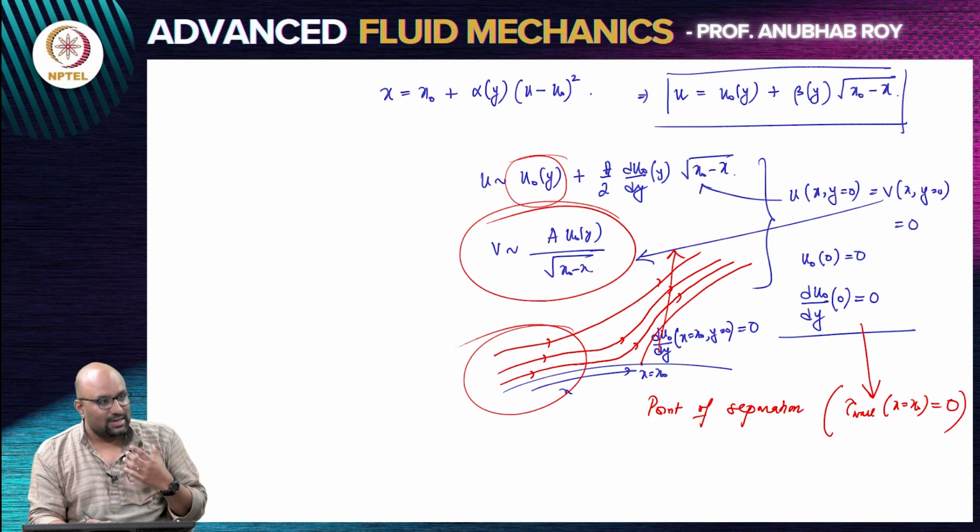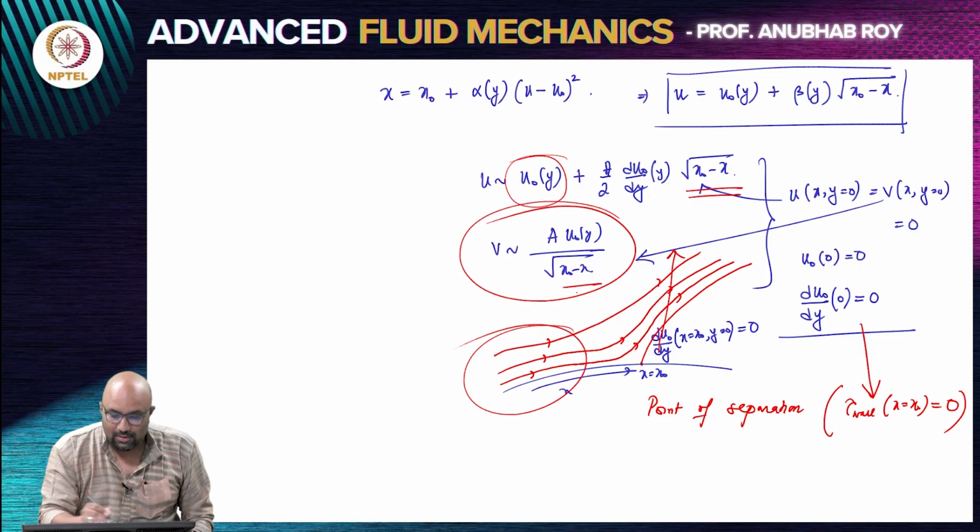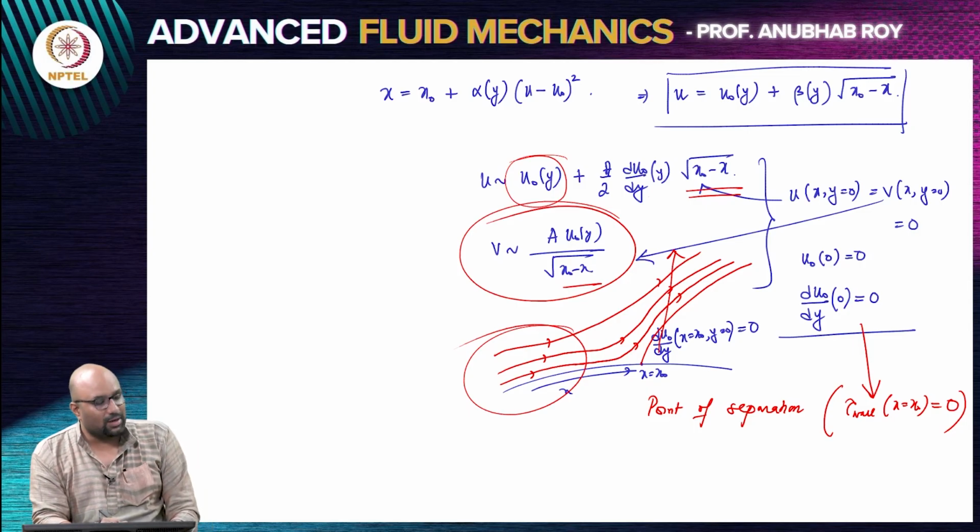So, now if you look at these solutions, what do you observe about these solutions? What is so peculiar about these solutions? It is not just any divergence. What is so strange about these solutions? What happens when x is larger than x naught?